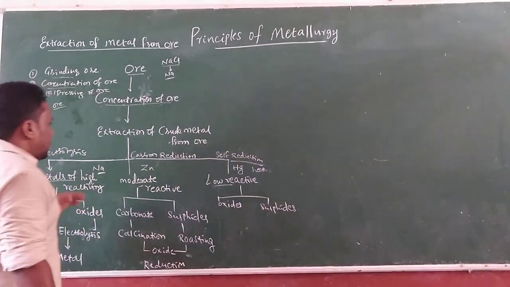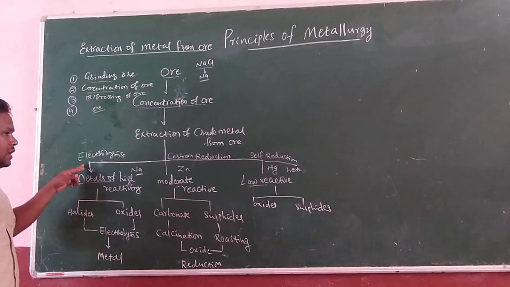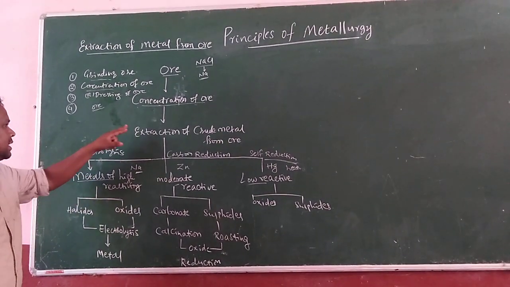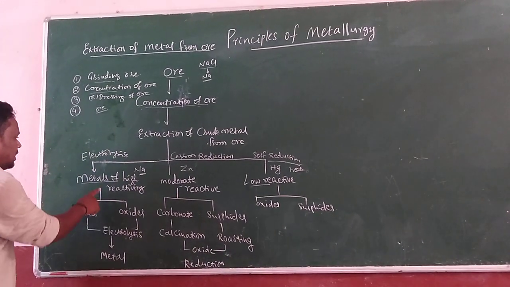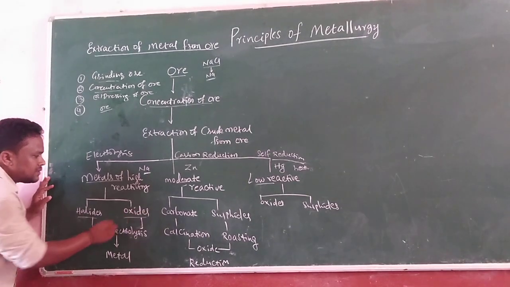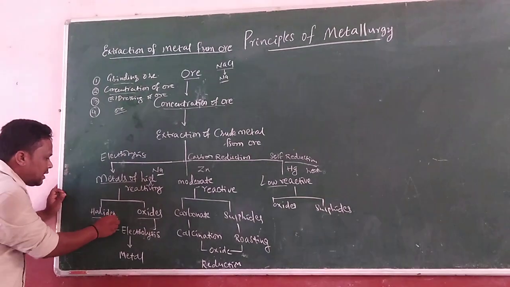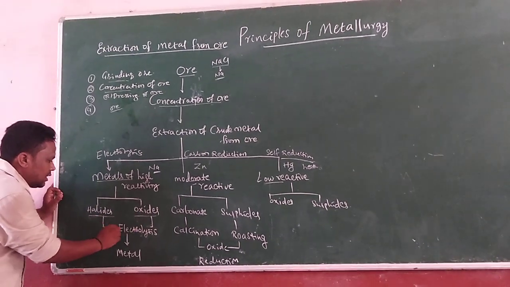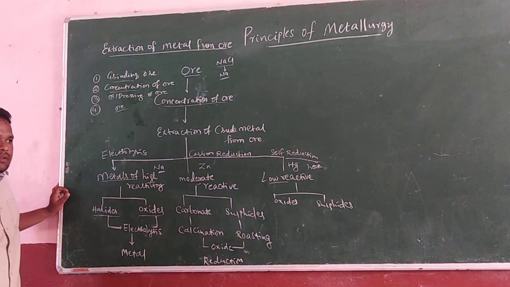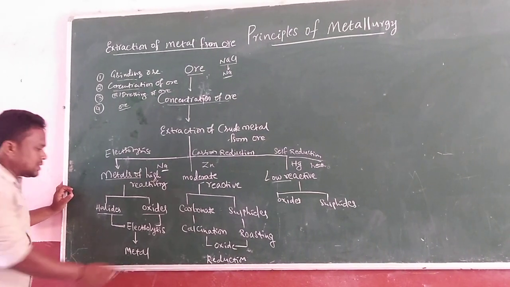Now one by one we are going to see each of them. First, electrolysis, to get the high reactive elements from their ore. The high reactive metal ores are in the form of halides as well as oxides. Now how can we get the high reactive elements from their ore? The process is electrolysis.